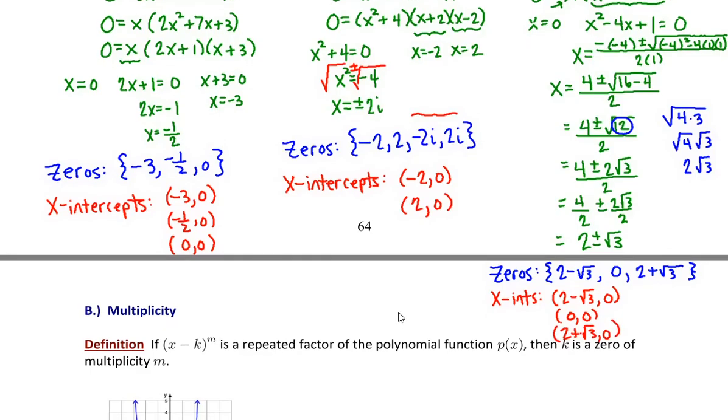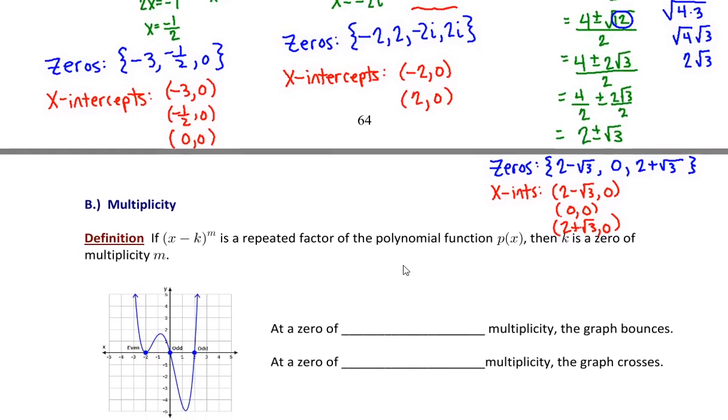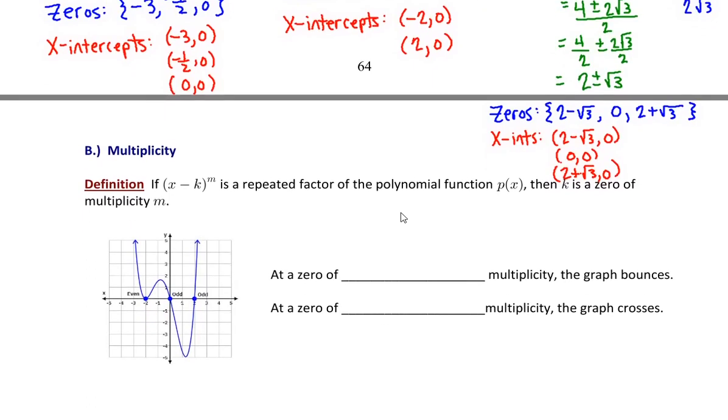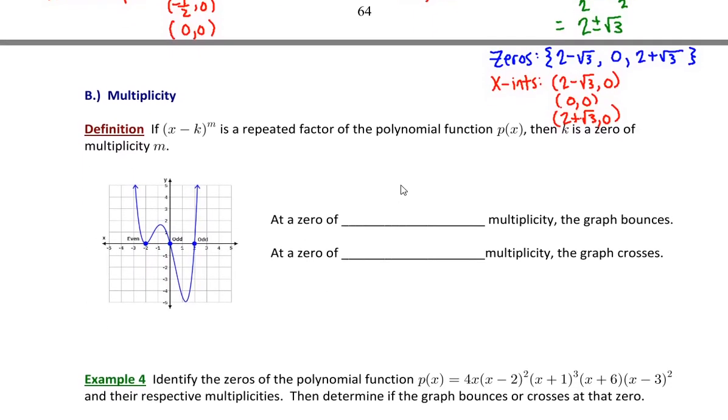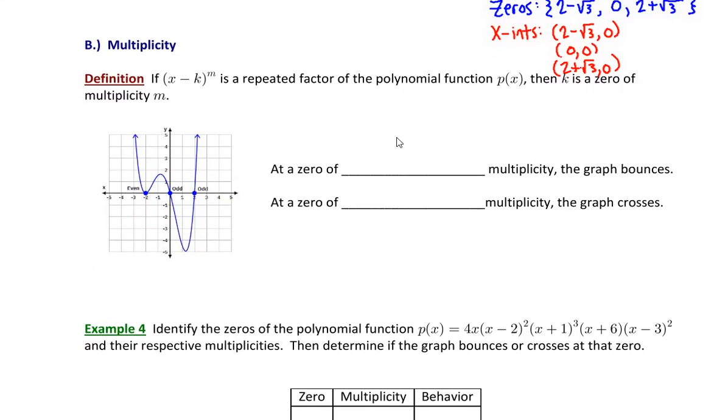Now, once we can predict the end behavior of a polynomial graph by looking at its leading power function and find the zeros or x-intercepts of the polynomial, then we can begin to sketch a pretty detailed graph. However, we need to be aware that the graph can exhibit different forms of behavior at the x-intercepts. In order to interpret this behavior, we're going to define something called multiplicity. Here's the definition. If (x minus k) to the mth power is a repeated factor of the polynomial function p of x, then k is a zero of multiplicity m.